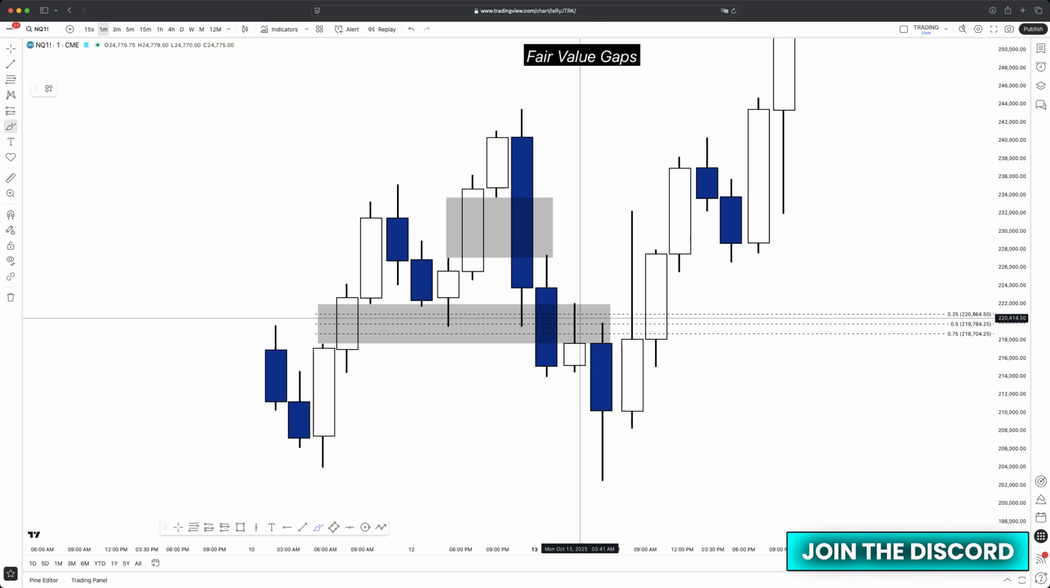So price action can go to the halfway point. It could go to the 25%. It could go to the edges.